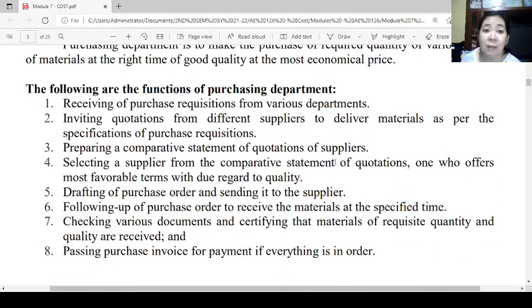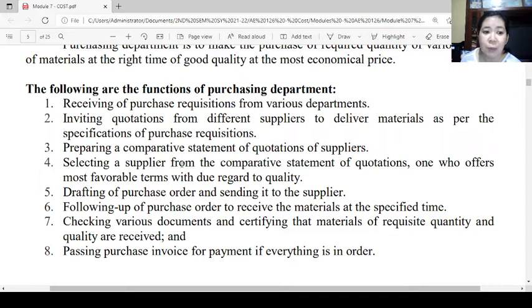We have here the following functions for the purchasing department. Number 1, they will receive the purchase requisition from the different departments who need the item. Number 2, they will invite quotations from different suppliers. So they will go through bidding to deliver materials as per the specification in the purchase requisitions. Number 3, they will prepare a comparative statement of quotations from the different suppliers. Number 4, they will select a supplier from the comparative statement. The one who will be selected is the supplier who offers the most favorable terms with due regard to quality.